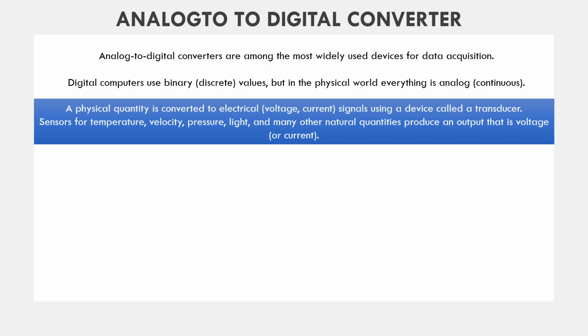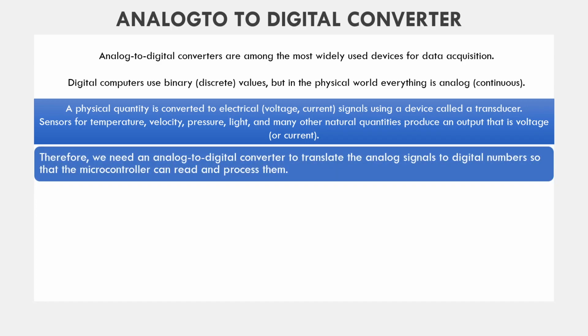Sensors for temperature, velocity, pressure, light, and many other natural quantities produce an output that is a voltage or a current. Therefore we need an ADC to translate the analog signal to digital numbers so that the microcontroller can read and process them. It means we need a device which converts the signals from the analog domain to the digital domain.